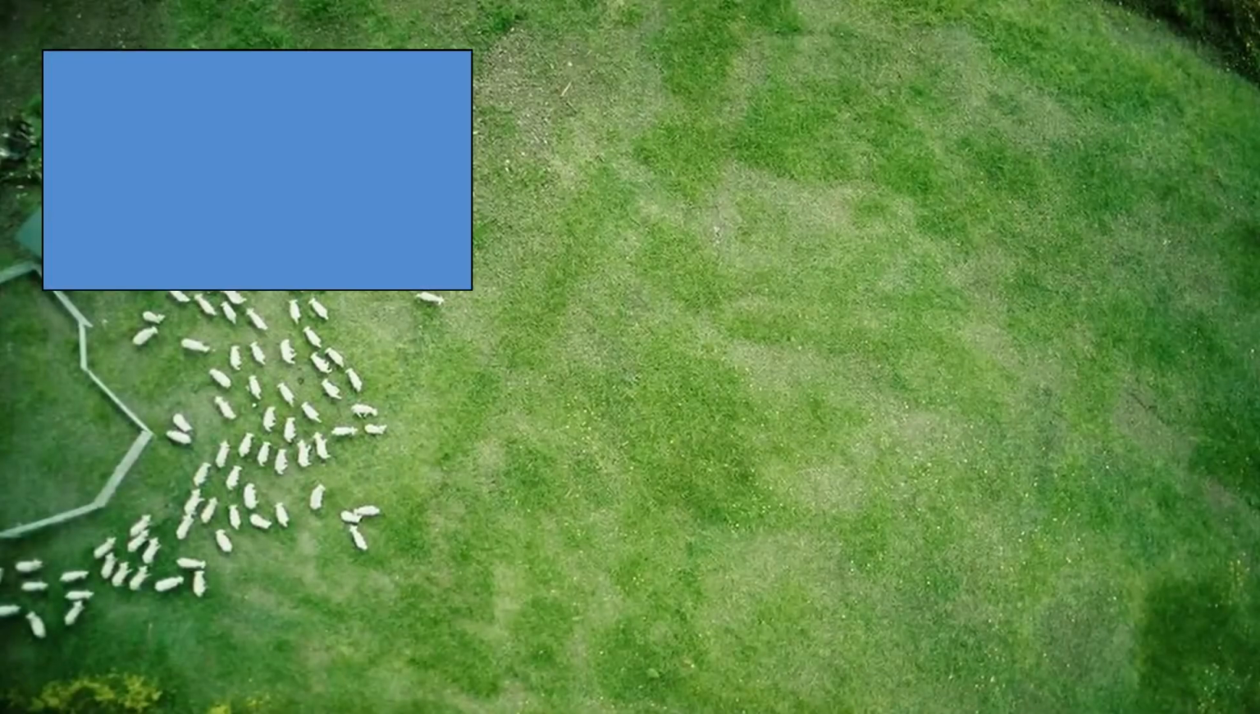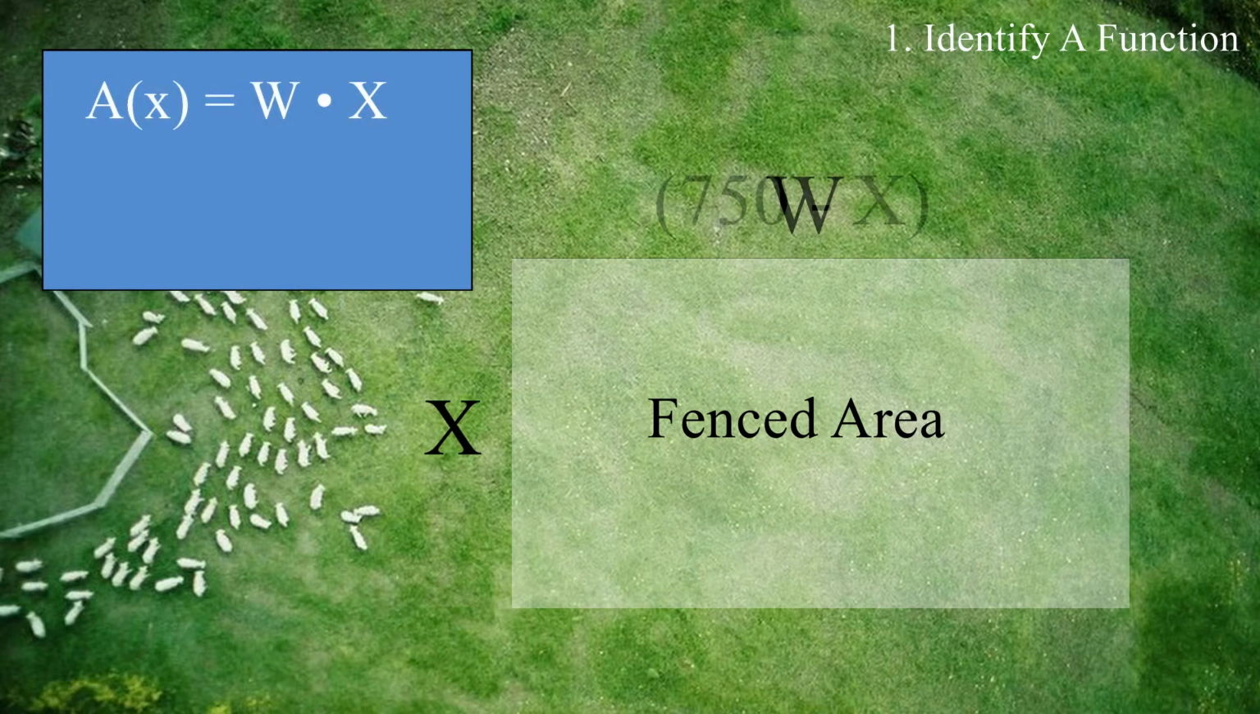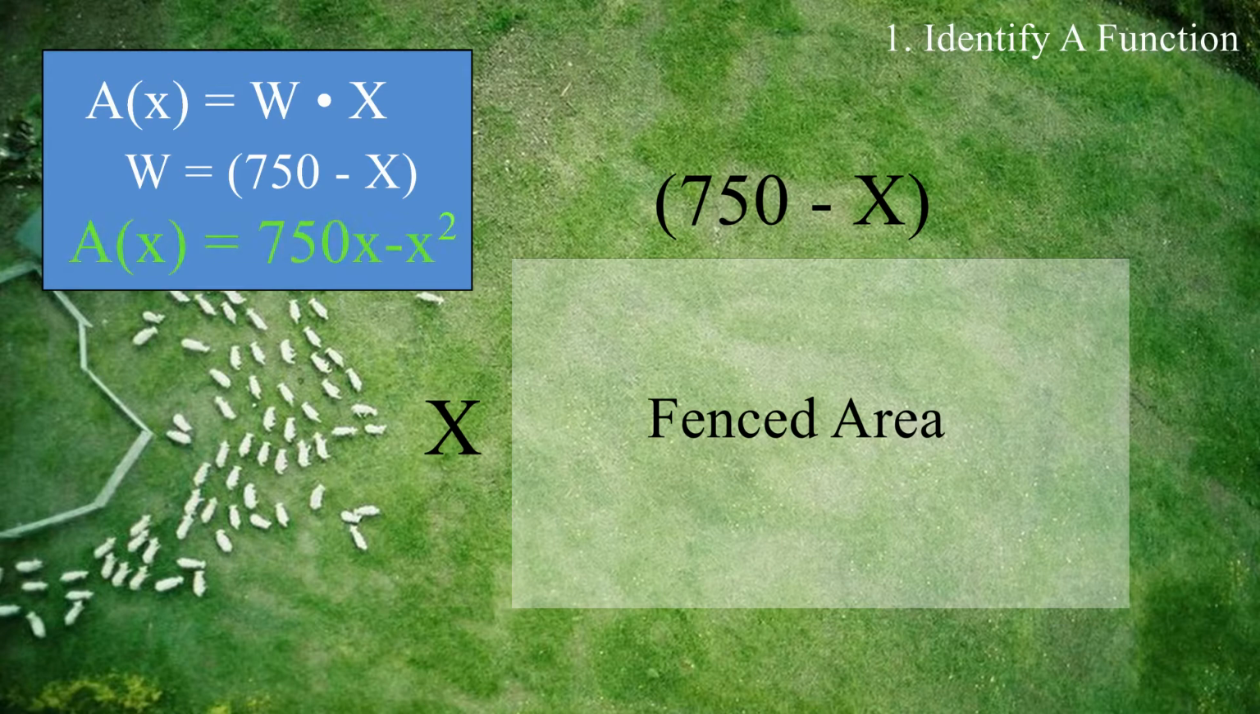First, we need to find a function that represents the fenced area with respect to the side length x. Knowing that the area of a rectangle is its width times its length, the width of the rectangle can be represented as 750 feet minus the length of the rectangle x. By substituting in 750 minus x for w, we can then find out that with 1,500 feet of fencing, the function is f of x equals 750x minus x squared.